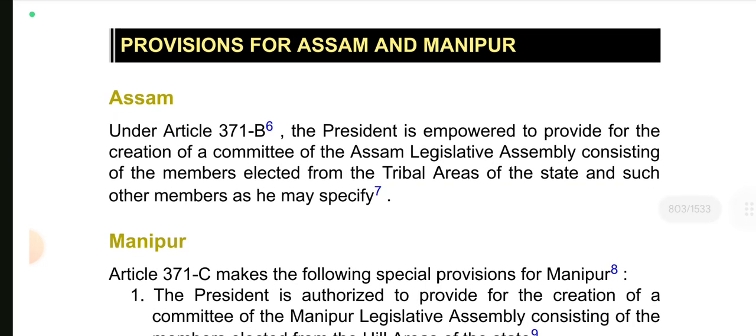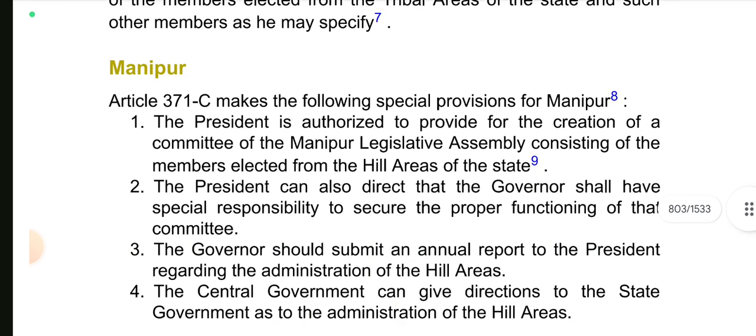Provisions for Assam and Manipur. Assam: under Article 371B, the President is empowered to provide for the creation of a committee of the Assam Legislative Assembly consisting of the members selected from the tribal areas of the state and such other members as he may specify.